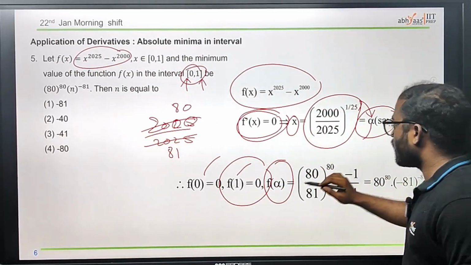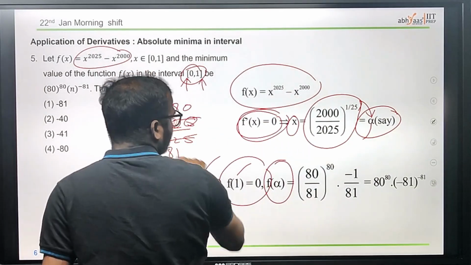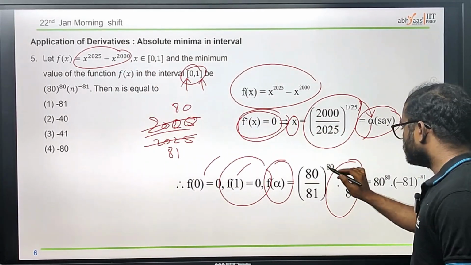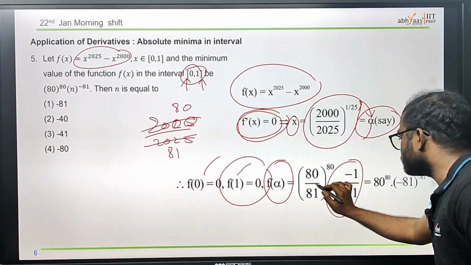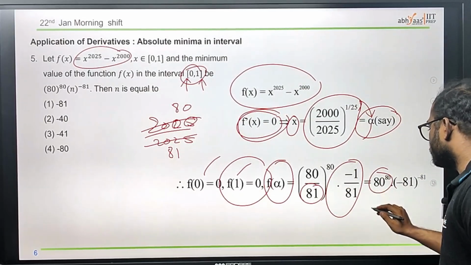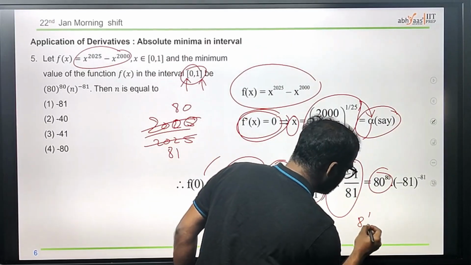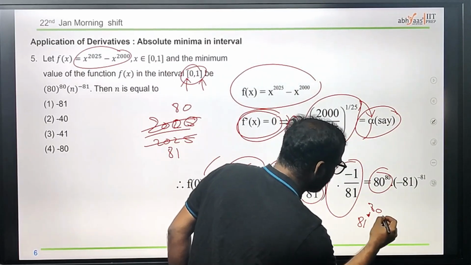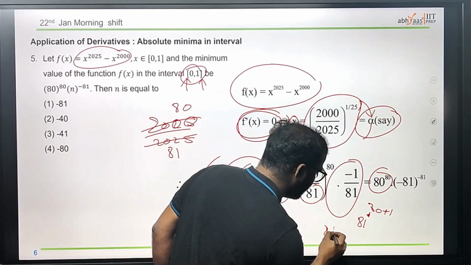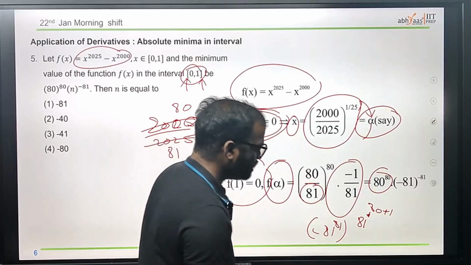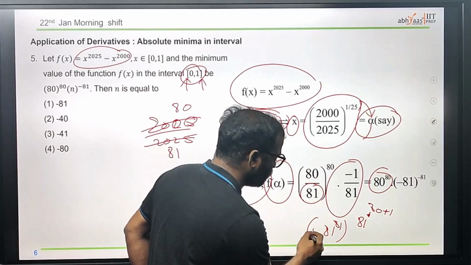Into which we have minus 1 power 81. Now if we observe, taking 81 outside, this one will be 81 power 80 here, and here we have power plus 1, which will be 81. Now we know that this is an odd number, therefore the minus sign will be taken here.